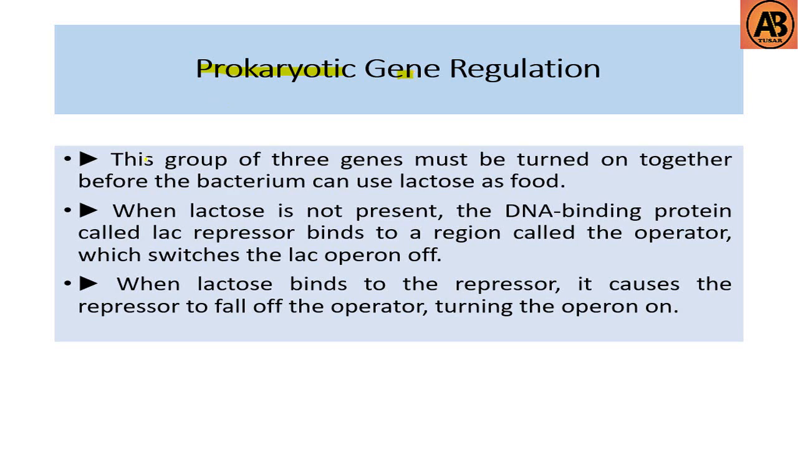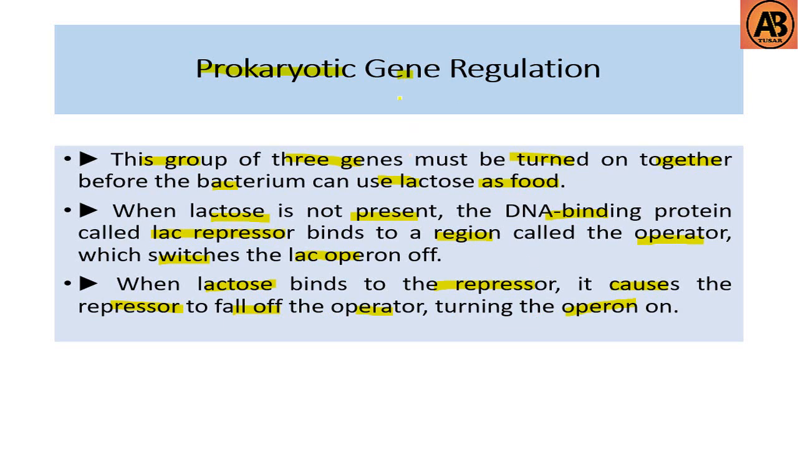This operon, that means this group of three genes, must be turned on together before the bacterium can use lactose as food. When lactose is not present, the DNA binding protein called Lac repressor binds to a region called operator, which switches the Lac Operon off. Then when lactose binds to the repressor, it causes the repressor to fall off the operator, turning the operon on. So this is prokaryotic gene regulation.